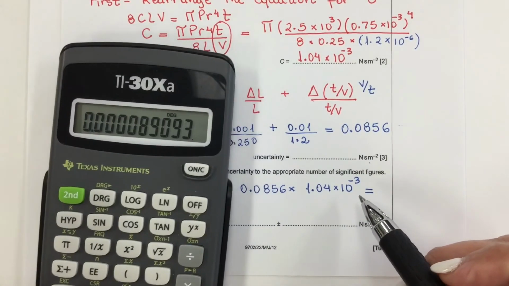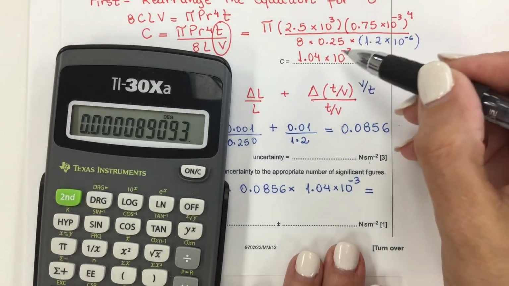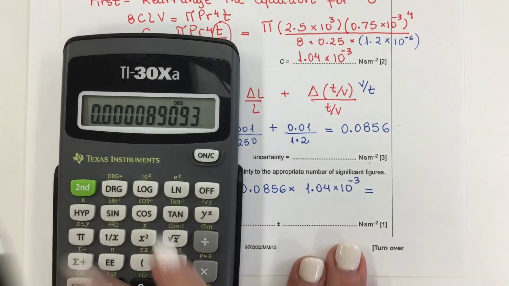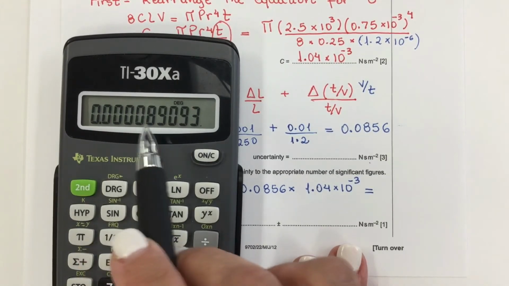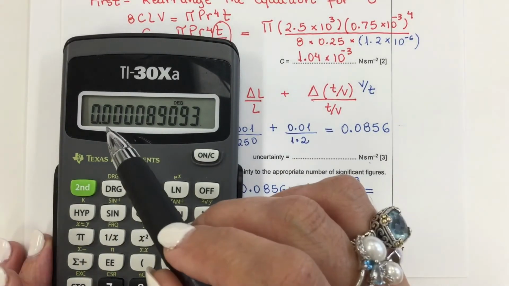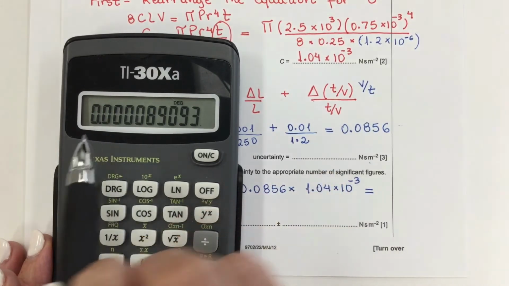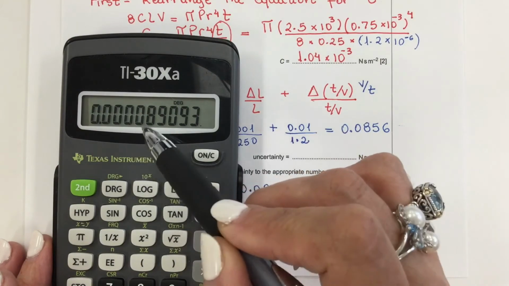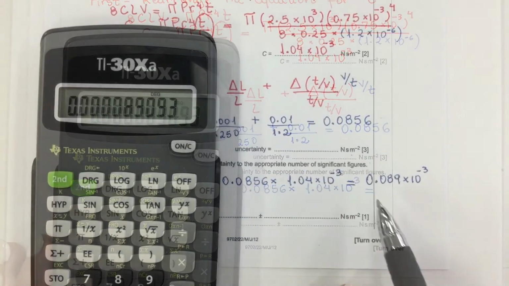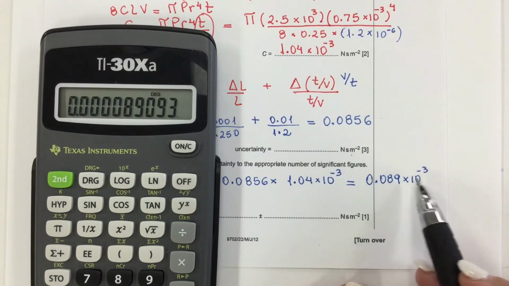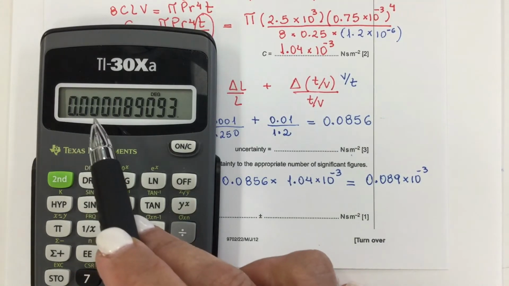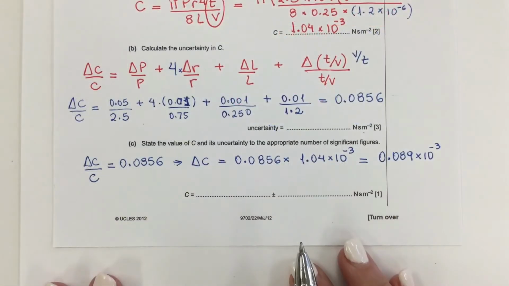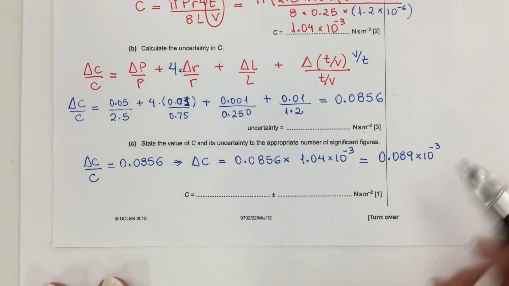Now I want to present my uncertainty with the same 10 to the minus 3 power. So I have to move my decimals here in order to get the same format. I'm going to move my decimals to the right, so it'll be 1, 2, 3, so 0.089. So 0.089 times 10 to the minus 3.